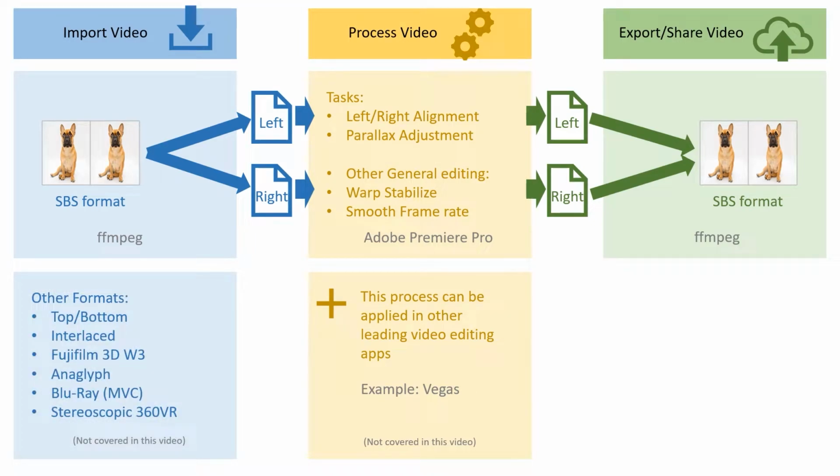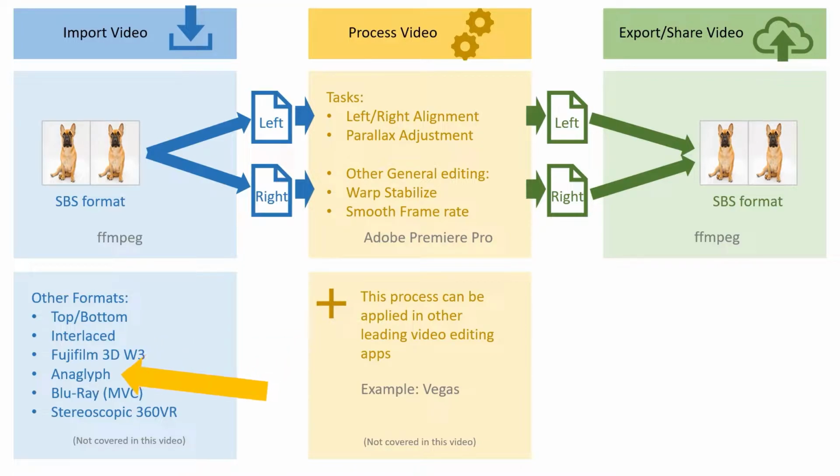Now, it's worth pointing out here that you do not have to start with an SBS format. I'm just assuming this because it's one of the most common formats that's out there. But there are others, and I've listed some of the others here. For example, instead of side-by-side, which is what the SBS format is, there's also top-bottom. There's also interlaced formats. The Fujifilm 3D-W3 camera produces a special AVI file that is also not side-by-side.